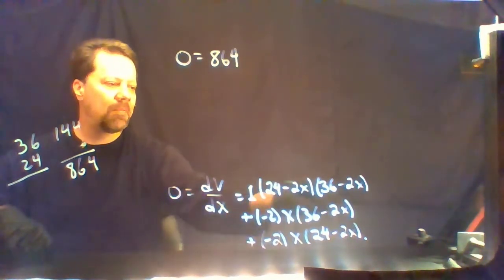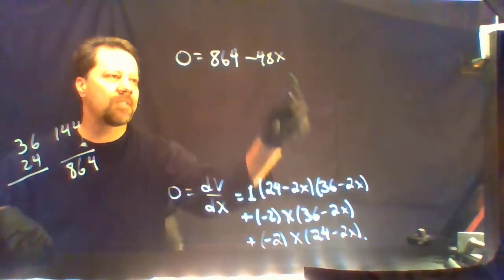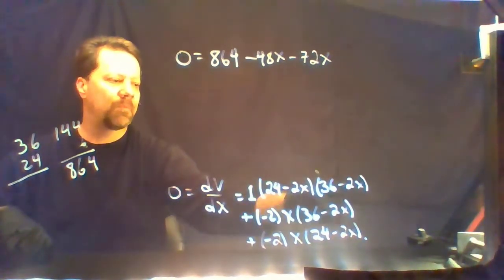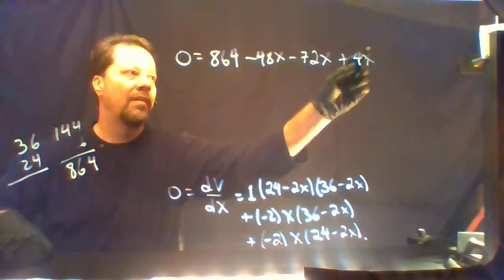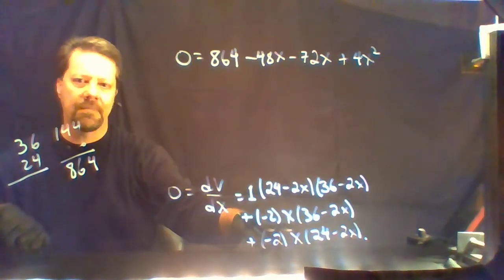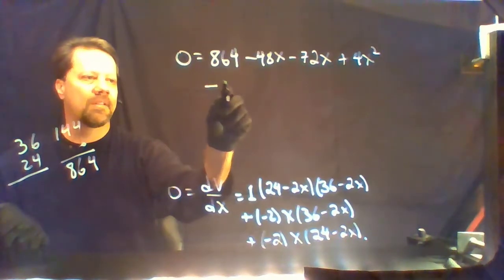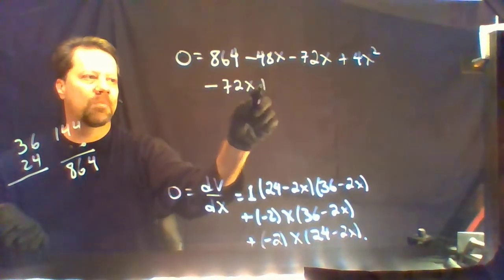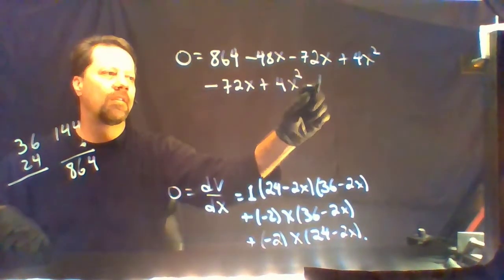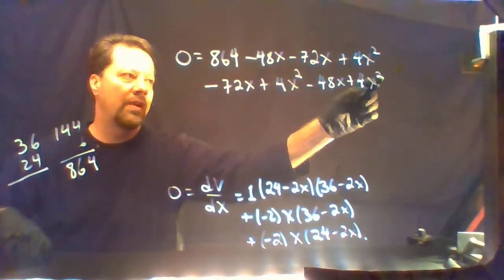and then minus 48x minus 72x, and then plus 4x squared. Down here we'll distribute minus 2x to both terms. We'll have minus 72x plus 4x squared, and then we'll have minus 48x plus 4x squared.